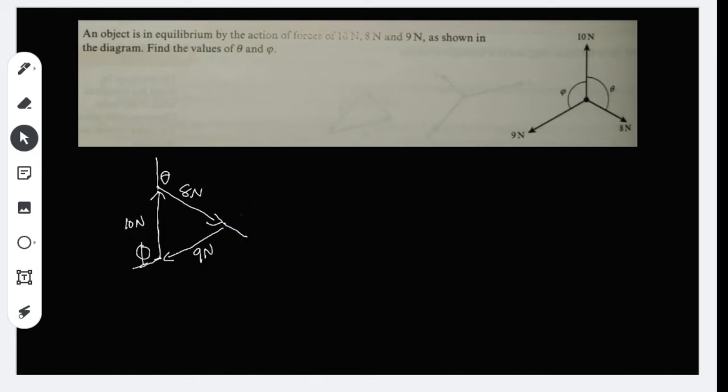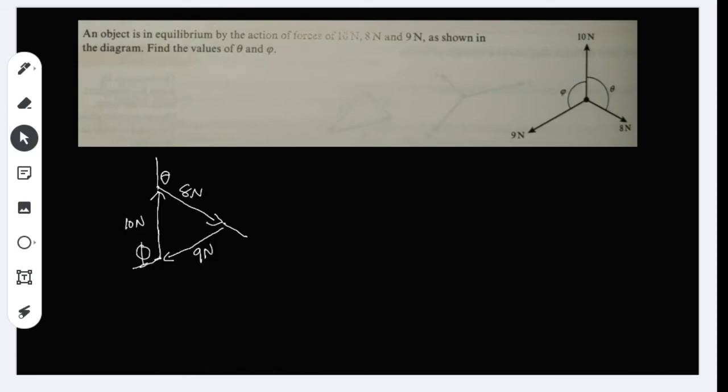But in the problem, that's the only two. So opposite of 9 Newton, based on the problem, is the theta. And the opposite of the 8 Newton is the p.